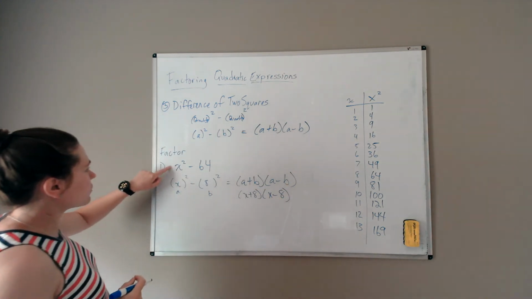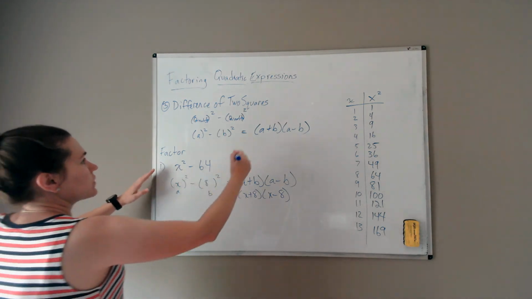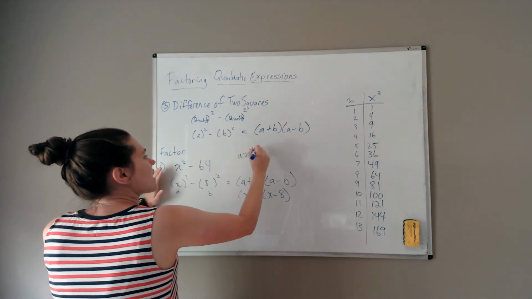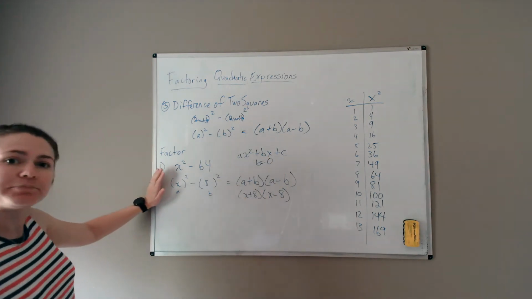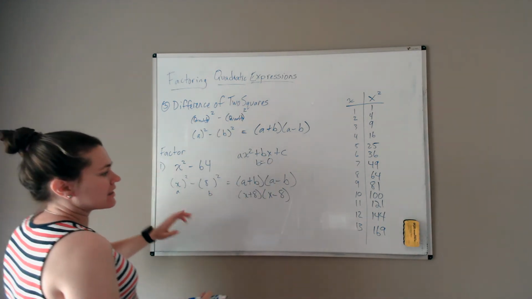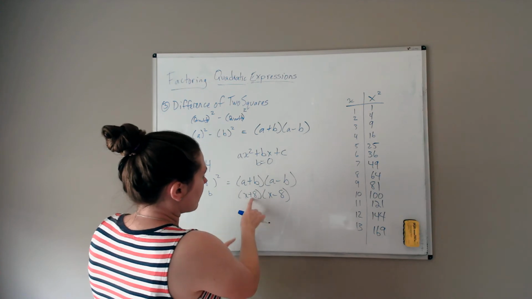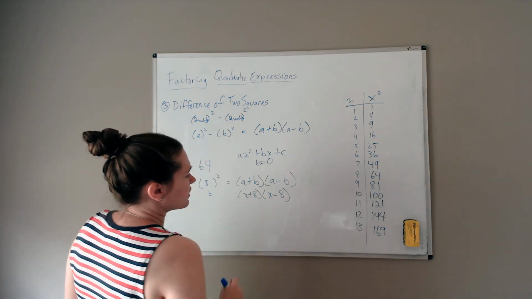So notice the difference of 2 squares here. This is actually a quadratic trinomial ax squared plus bx plus c, where b is 0. Okay? And that's happening because they're opposites. These numbers are opposites and everything else is the same.